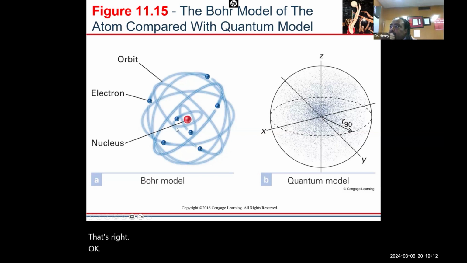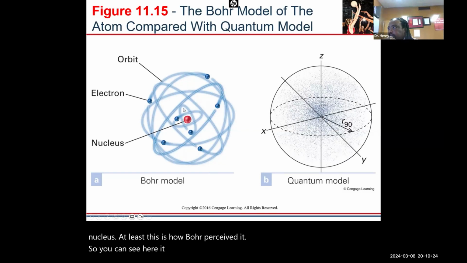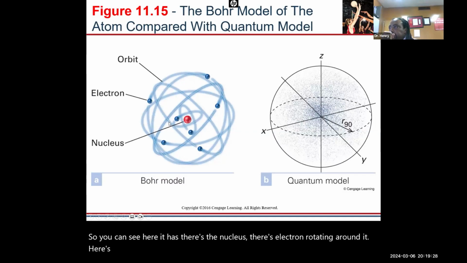Okay, so this here represents how the electrons are going to be rotating around the nucleus. At least this is how Bohr perceived it. So you can see here there's the nucleus, there's an electron rotating around it, there's another rotating around it, and so on and so forth. So these represent the different orbits.